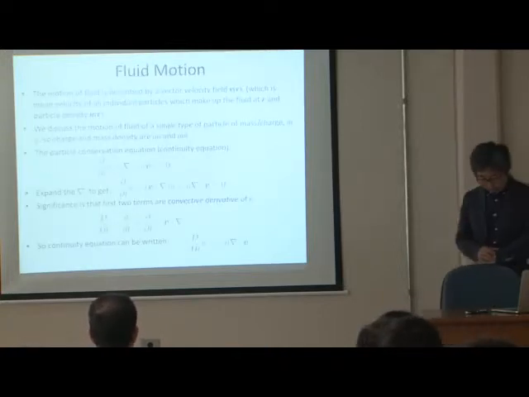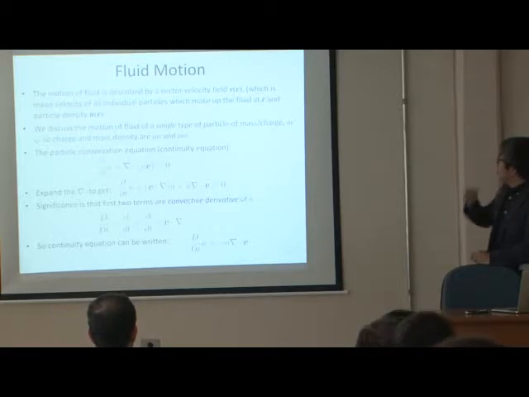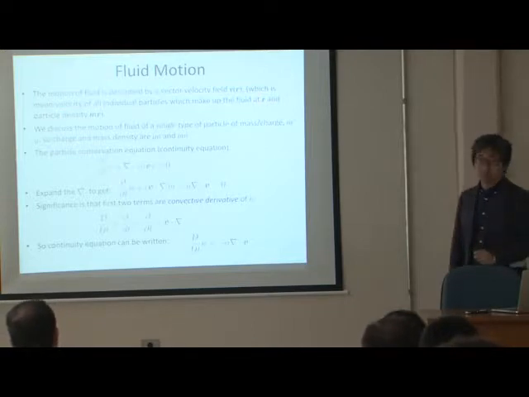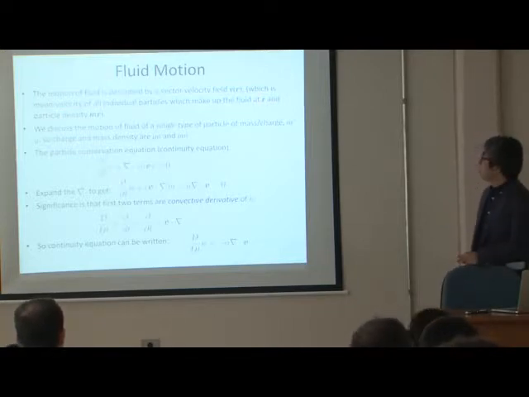So this is the fluid motion. The motion of the fluid is described by the velocity field, which is the mean velocity of all the individual particles that make up the fluid at the position r, and also the particle density n(r). We discuss the motion of the fluid for a single type of particle, with mass m and charge q.